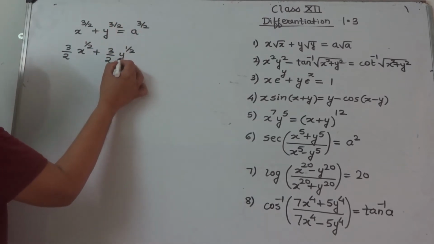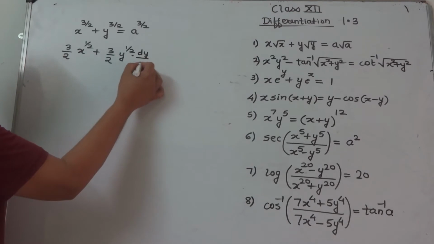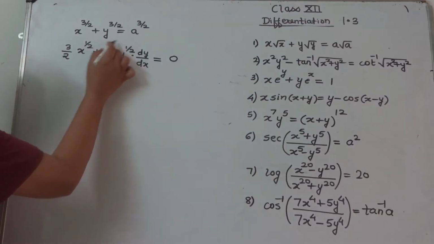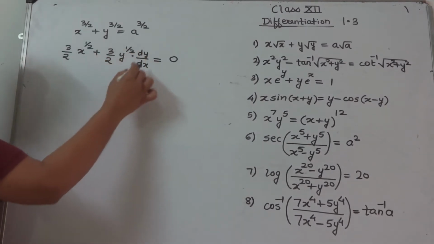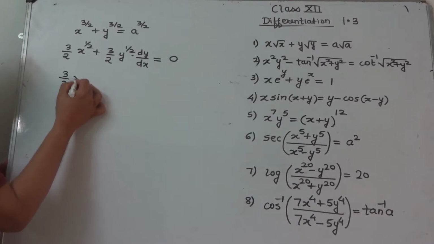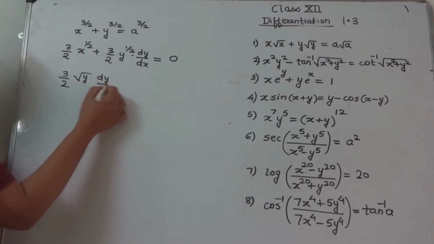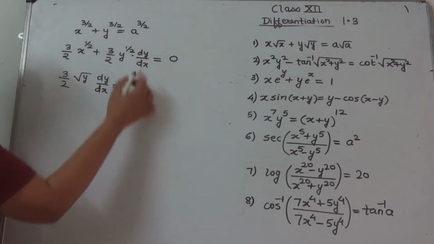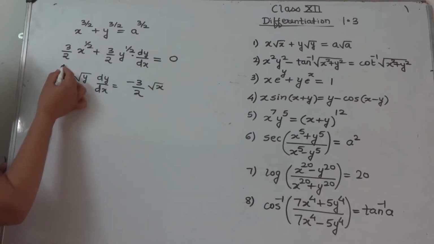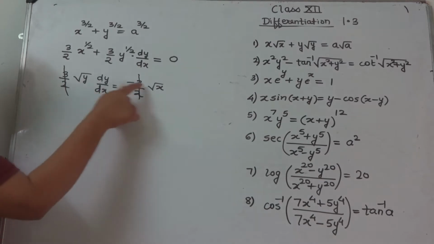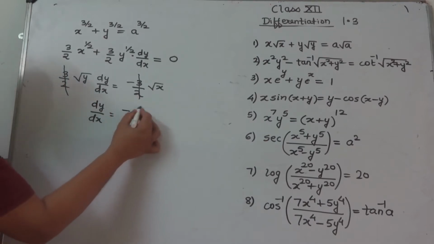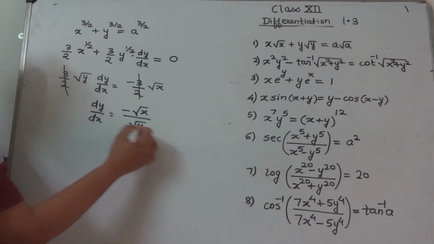Chain rule. In place of x we have y, so into dy by dx is equal to, this is a constant, so derivative is 0. Now this is a term containing dy by dx. We keep it on the left hand side and rest of the terms we transfer on right hand side. So we get 3 by 2 y raised to 1 by 2 is root y into dy by dx is equal to, on right hand side it becomes minus 3 by 2 x raised to 1 by 2 is root x. Now cancel 3 by 2 from both sides, so it is minus root x, and then for finding dy by dx we divide by root y, so minus of root x upon root y is the solution for the first question.